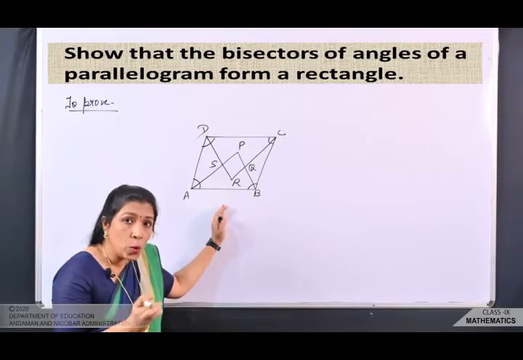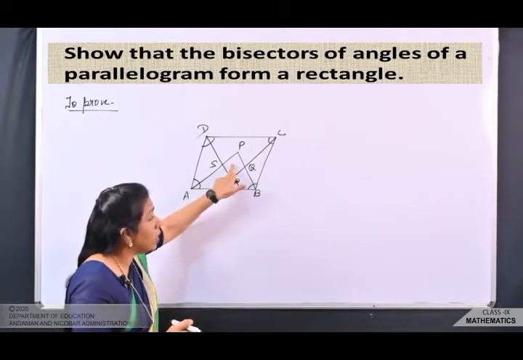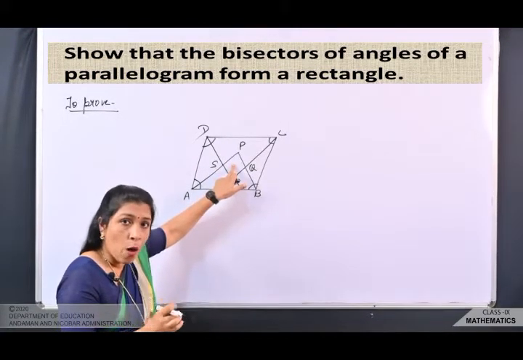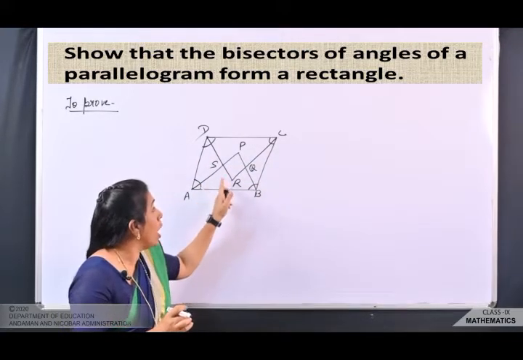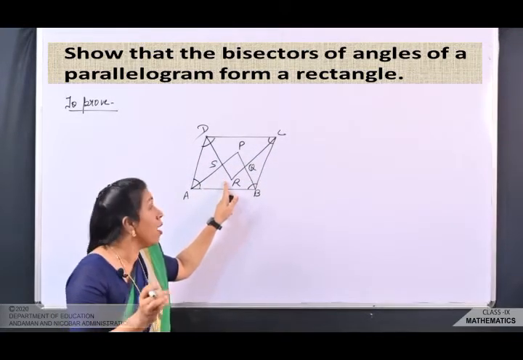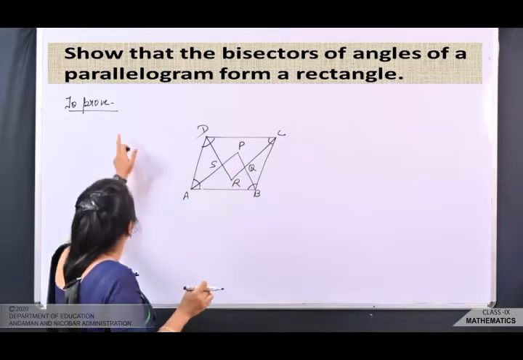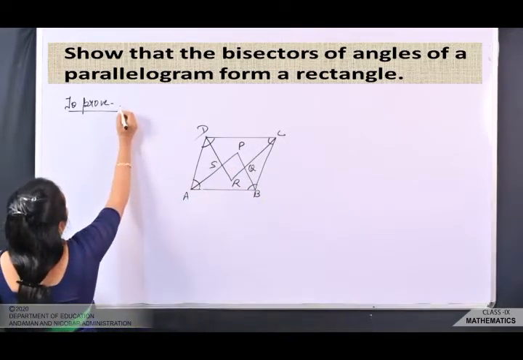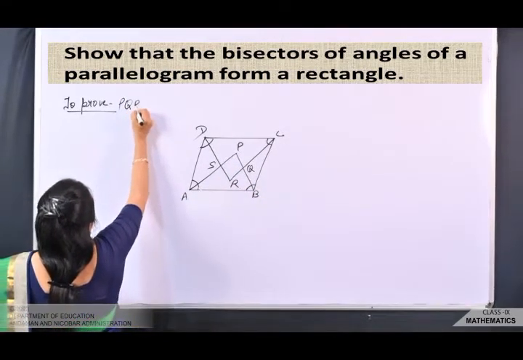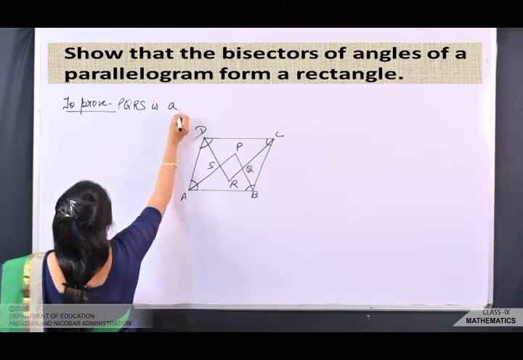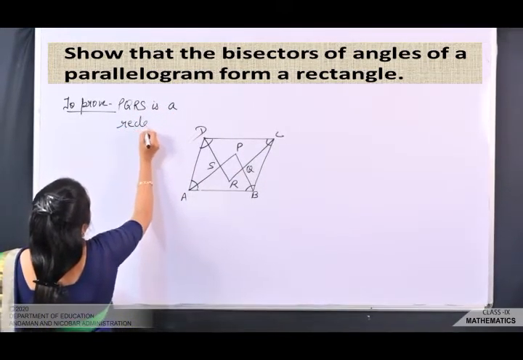We have to prove that this particular quadrilateral, which is formed by the four angle bisectors, is a rectangle. Which means what you have to prove? We have to prove that PQRS is a rectangle.